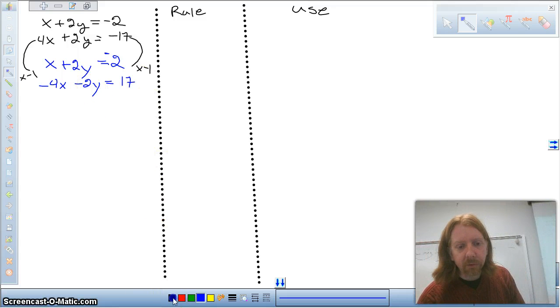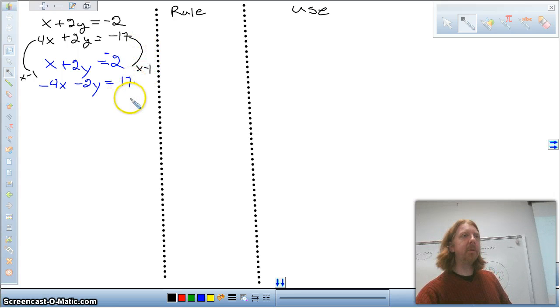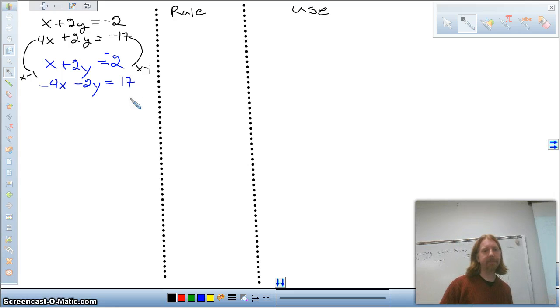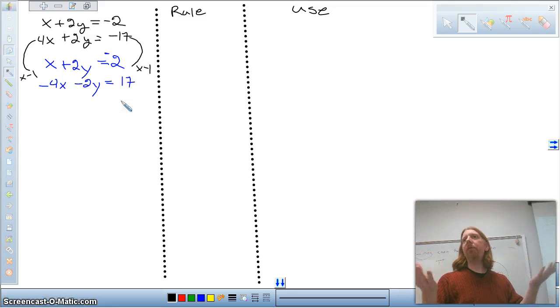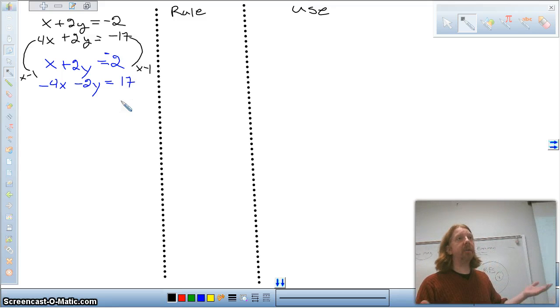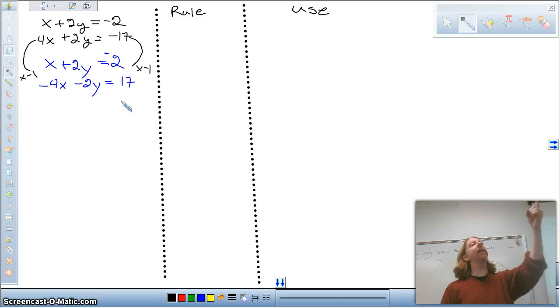So let's talk about rules. -17 times -1 gives me a positive 17. So negative times negative, back to positive. Am I allowed to do that? Can I multiply both sides of the equation by a number? Yeah. What rule tells me I can do that? That's what makes this class tricky now, because it's not enough to say I can do it. You have to say how you know you can do it.